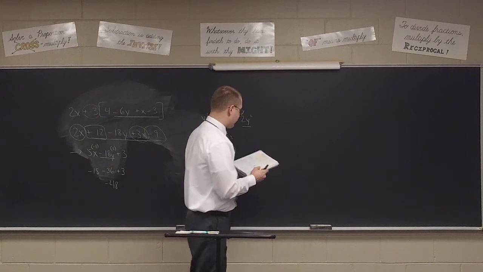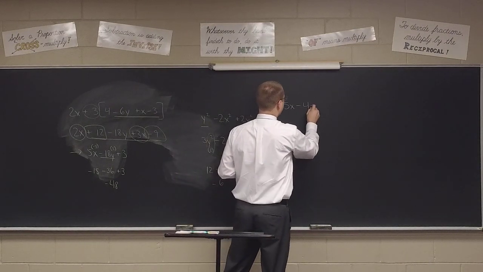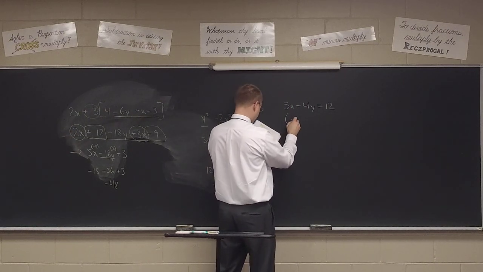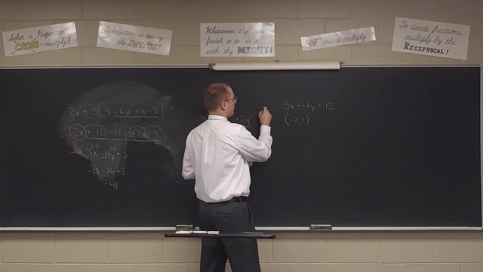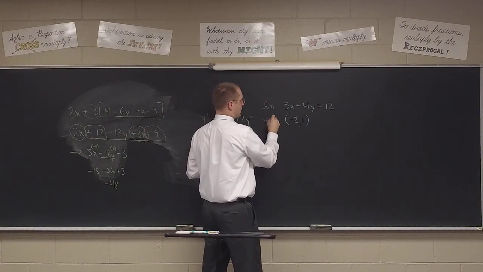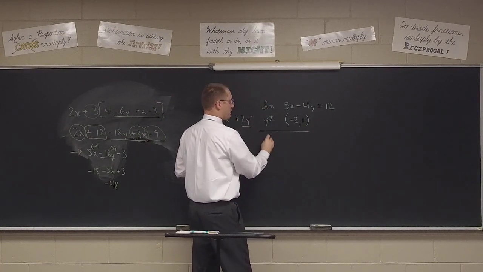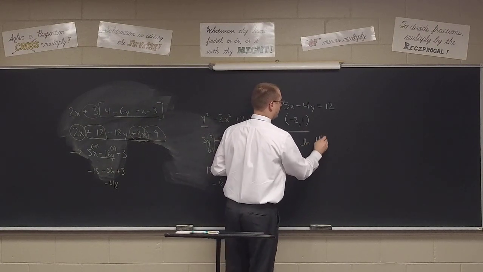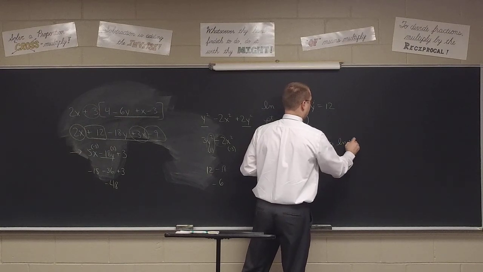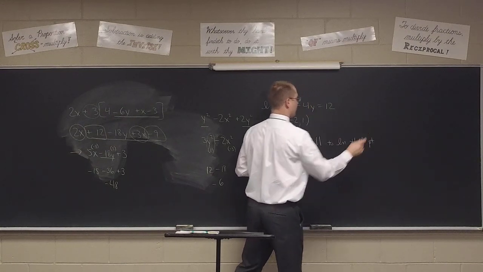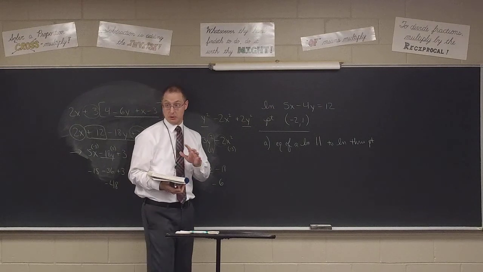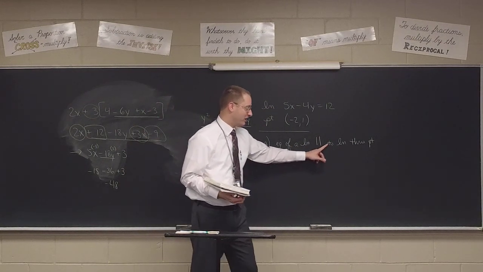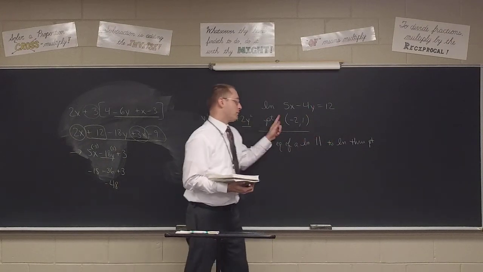And we were given this line, 5x minus 4y is equal to 12. And we were given this point, negative 2, 1. So here's our given line. Here's our given point. For part A, we were supposed to find the equation of a line that is parallel to the other line through the given point. So, a lot of abbreviation here because I'm lazy, right? Equation of a line parallel to the line through the point.